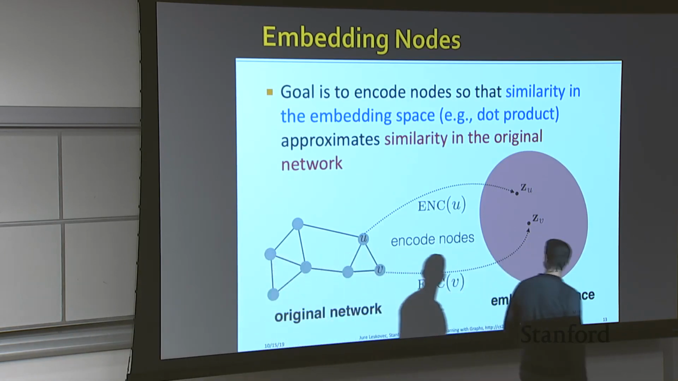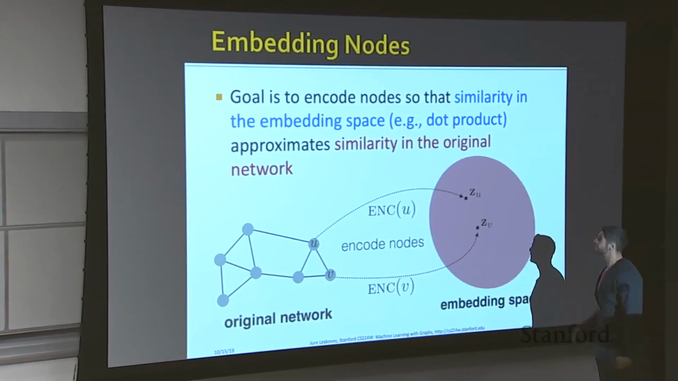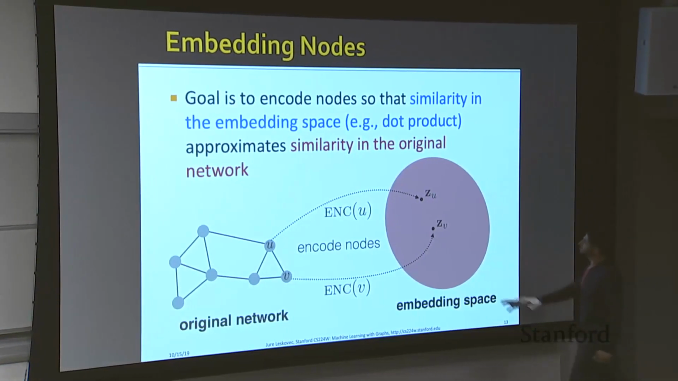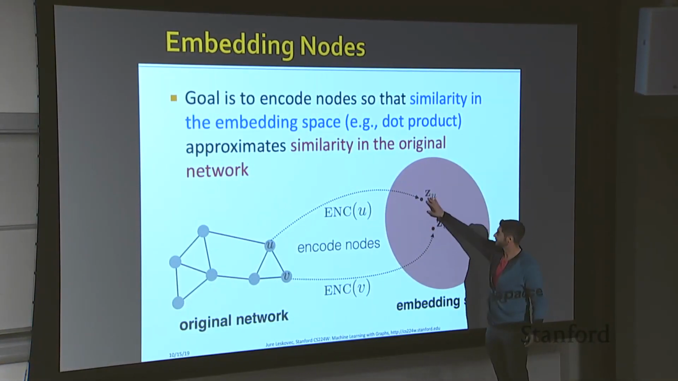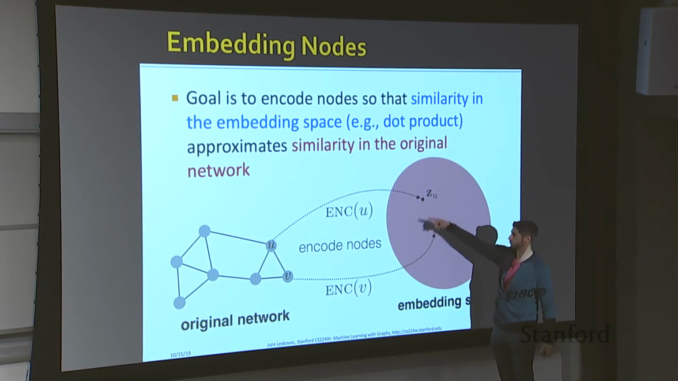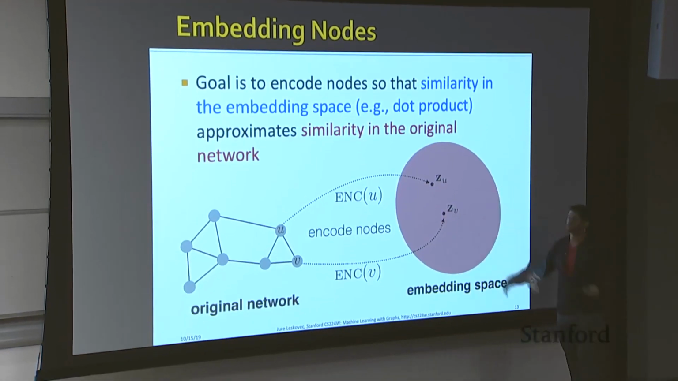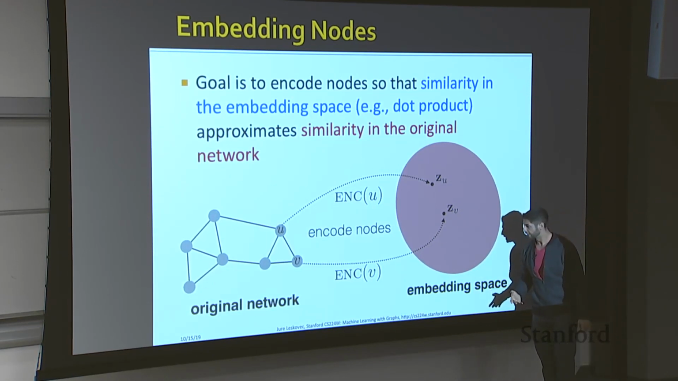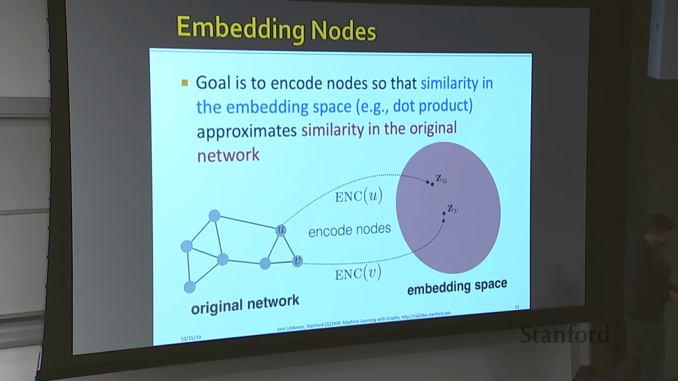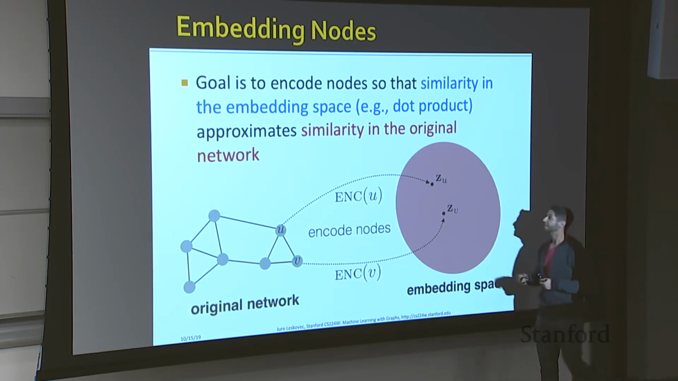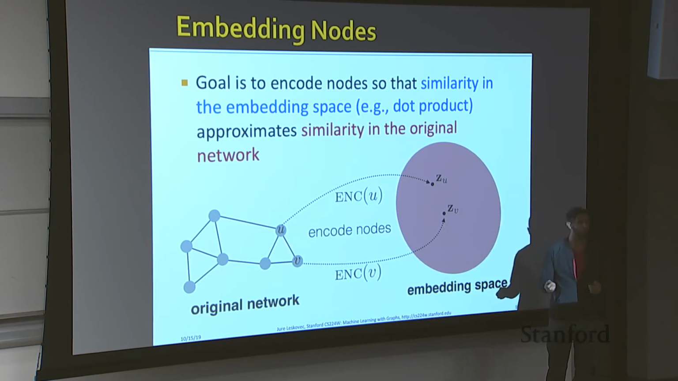Okay, so our goal is to encode nodes in such a way that the similarity in our embedding space approximates the similarity in the original network. For instance, these are the vector representations of our nodes U and B. If we take the dot product as a way to represent their similarity, this approximates well the similarity in the original network. Now, this sounds like basically a chicken and egg problem. What is similarity?